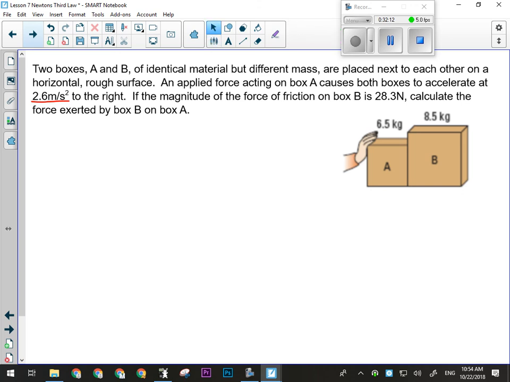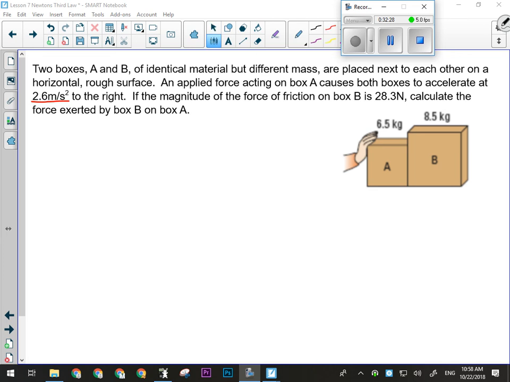Okay, try this one. It's only two boxes. But now there's friction. It actually makes it easier. You have one more force. It gives you more information when you have friction. So, all right, give that one a try.